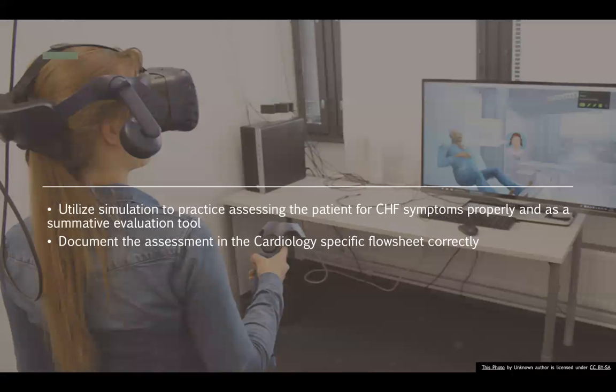And for the final part of the class, I would plan on using simulation to allow the nurses to basically practice their assessment skills, focusing in on asking the right questions, determining when a patient may need a higher level of care, such as in places like the ER, if their symptoms are not manageable in the clinic. And I could also use this as a summative evaluation tool to gauge their understanding of the class material.